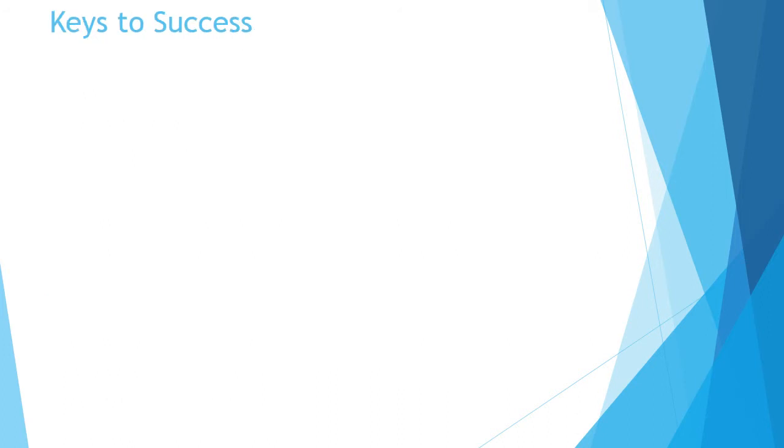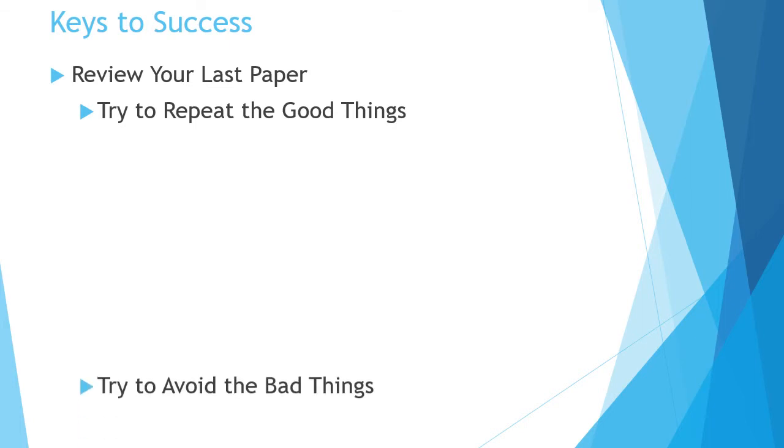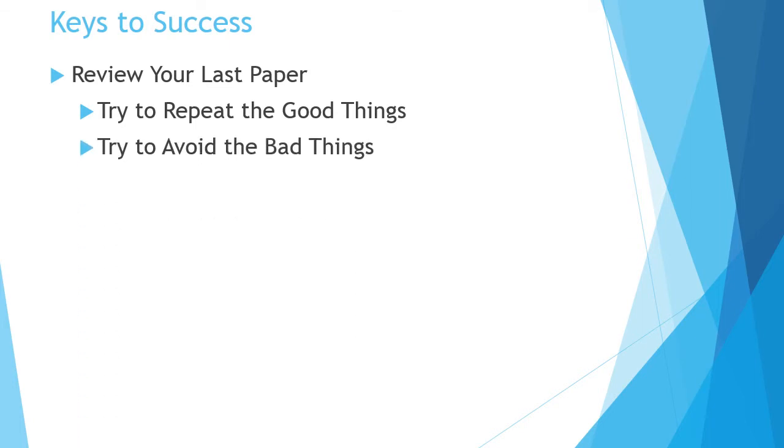So, the keys to success. Go back and look at the last paper, the week 2 paper. The things that I commented on and said you were doing well, try to do those again. The things that I commented on and said try to avoid doing this, or you need to do this but you're not doing it, try to avoid the bad things.